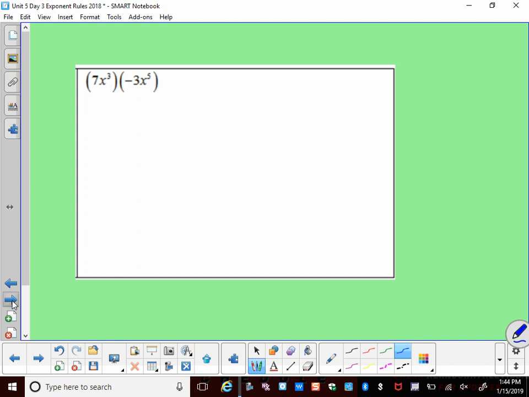All right, we have the same thing here. We're multiplying. Will our base be a negative number? Yeah. So my base is going to be what? 17 times negative 3? Negative 21. Those are my numbers. And then I have x cubed and x to the fifth. So I have x cubed times x to the fifth, which will become what? X to the eighth. Good.